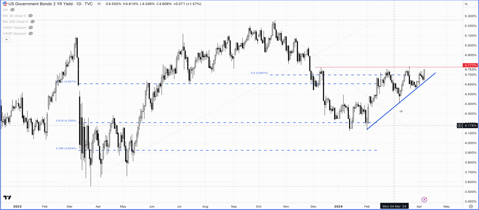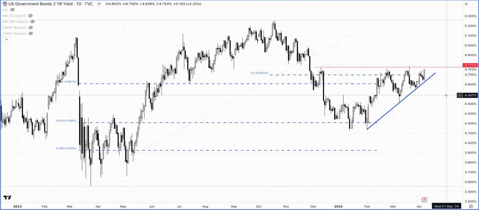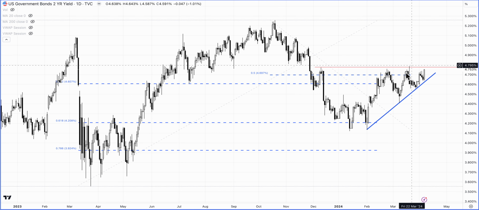This is the yield chart. What we are looking at on the y-axis is the yield, and you can see there's this trend line which is intact. Whenever the market tries to reach about 4.77%, it has found some resistance. Now we are getting very close to that level.